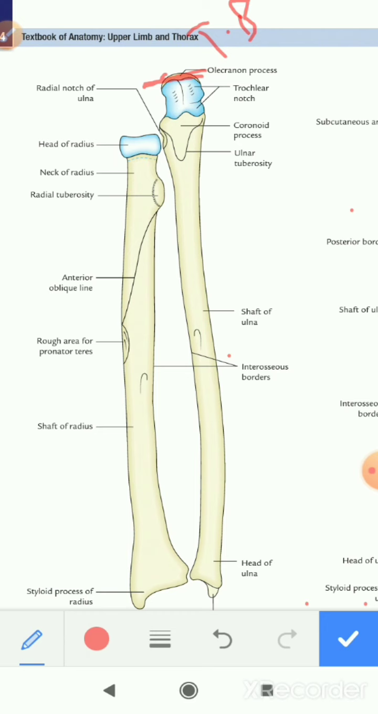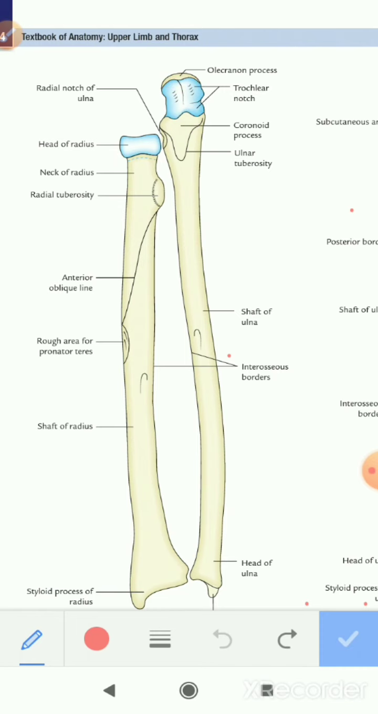Now come to the anterior surface. The anterior surface forms the upper part of the trochlear notch. This is the anterior surface. It forms the upper part of the trochlear notch.